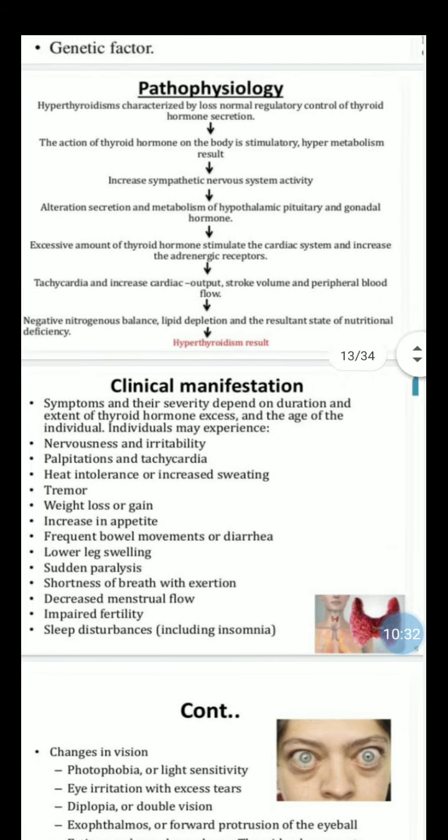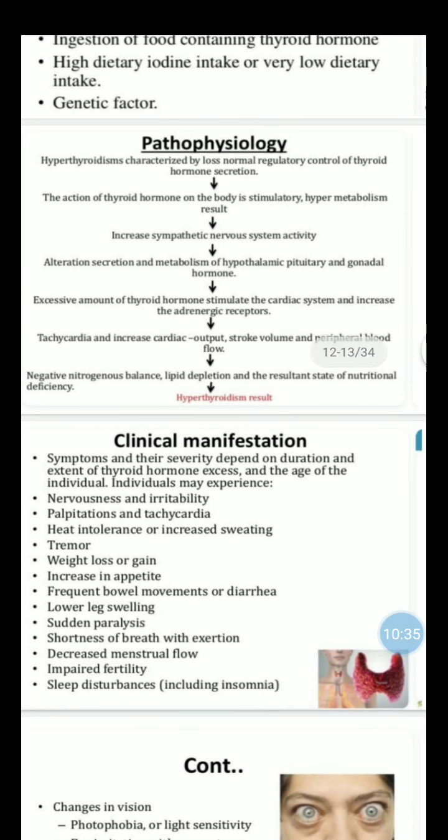Next, the clinical manifestations. The symptoms and their severity depend upon, first, the duration, second, the extent of thyroid hormone excess, and the age of the individual. The symptoms and the severity of the symptoms depend upon the duration and the extent of thyroid hormone excess and the age of the individual.